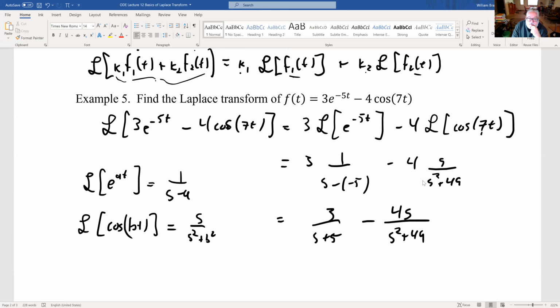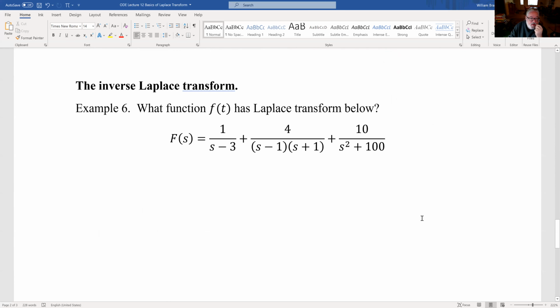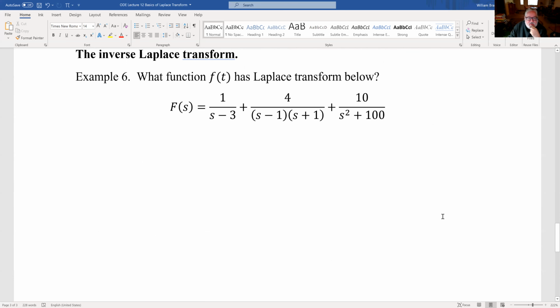Okay, so we just need to find the Laplace transform of that, and the Laplace transform of that, and multiply by the coefficients. Now, finally, the inverse Laplace transform. What function f of t has this Laplace transform? So here's a Laplace transform. We want to know what this is.